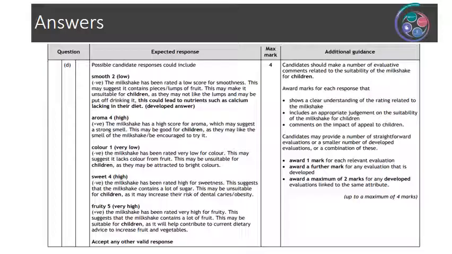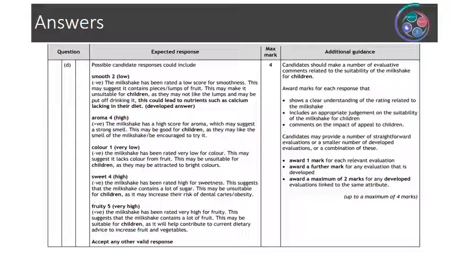Possible responses could include: for smooth, this was rated 2, which is low. This is a negative. The milkshake has been rated a low score for smoothness. This may suggest it contains pieces or lumps of fruit. This may make it unsuitable for children, as they may not like the lumps and may be put off drinking it. This would be worth 1 mark.